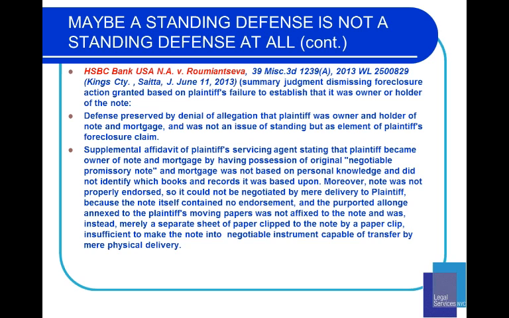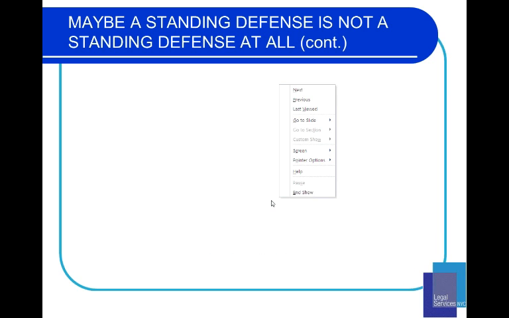Here, they tried to establish possession by a servicing agent who had no personal knowledge. There was no proper endorsement, and it was not a note that was capable of being transferred by mere physical delivery because it contained no endorsement. Also, there was a purported allonge that showed up with the plaintiff's moving papers that was not affixed to the note. It was a separate piece of paper. So again, it highlights the issues around allonges.